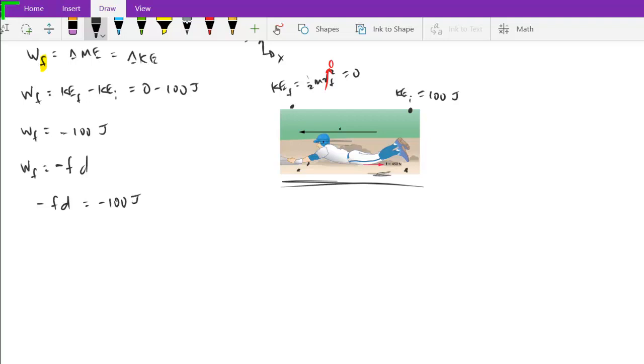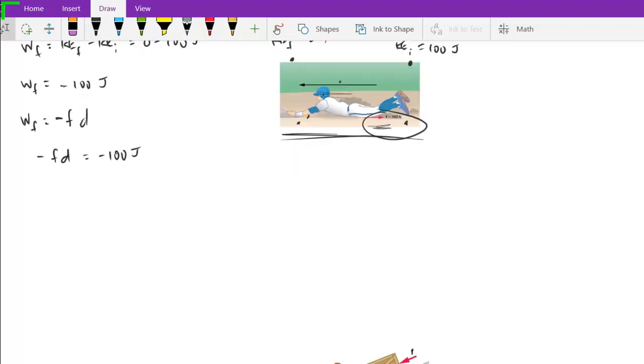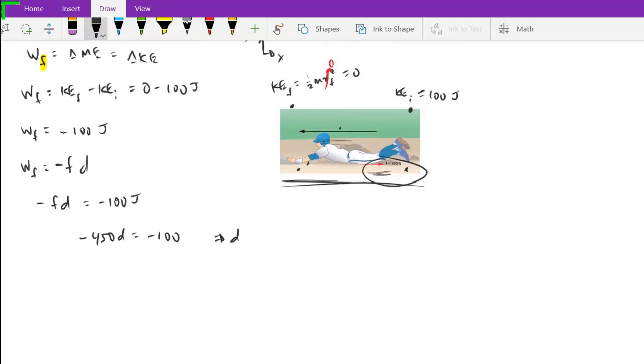And they give us here the frictional force, the magnitude of it is 450 newtons. So we can say that negative 450 d is equal to negative 100. And then we can find out what the displacement is. So a very succinct solution to this.